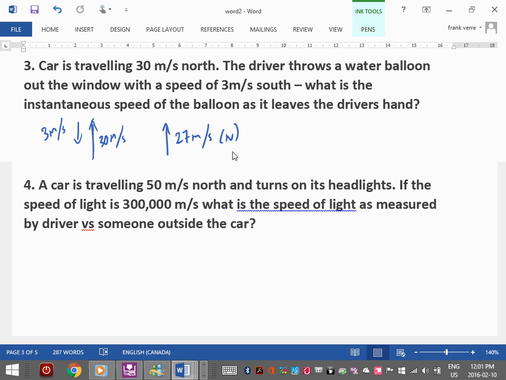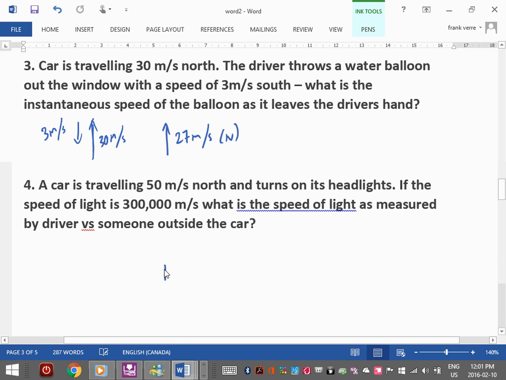What is the speed of light? Let's put a period there. What is the speed of light as measured by a driver versus someone outside the car? So imagine you're in the car and you turn the lights on and you can measure, you can't really, but imagine you could. You can measure how fast that beam of light was bolting away from you.